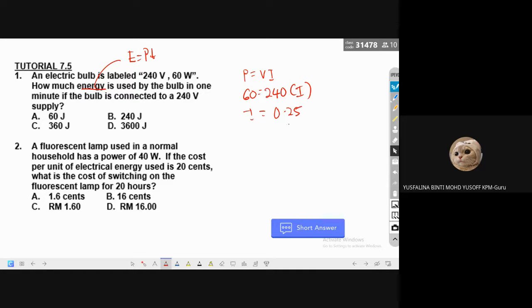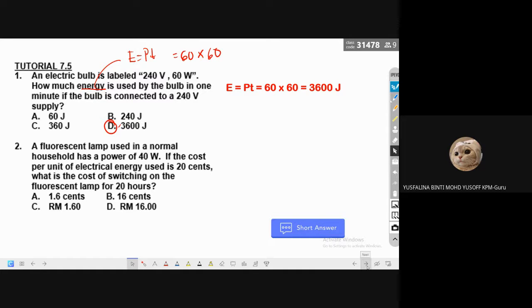Then we already know, wait, why do I need to use this formula? They'll give you the power, right? So 60 times the time, which is 1 minute, 60 seconds. So 3,600. The answer is D. If I show this one, you will get the answer straight away. Okay, never mind. Try number two.